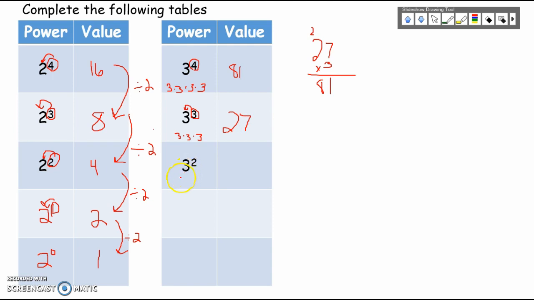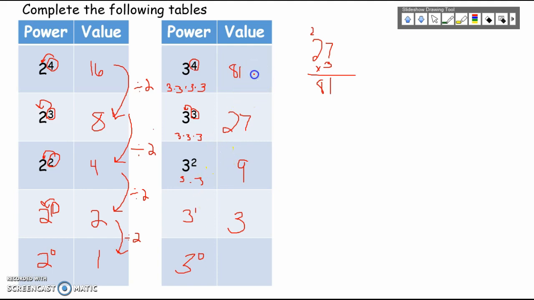3 to the 2nd power just means 3 times 3, which is 9. We're going to continue this pattern. We have 3 to the 1st power, which we know is 3, because there's only one 3. And then 3 to the 0 power. We don't know. We know 2 to the 0 power was 1, but we're not really sure what 3 to the 0 power is.